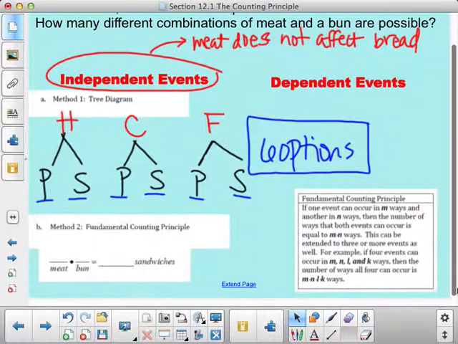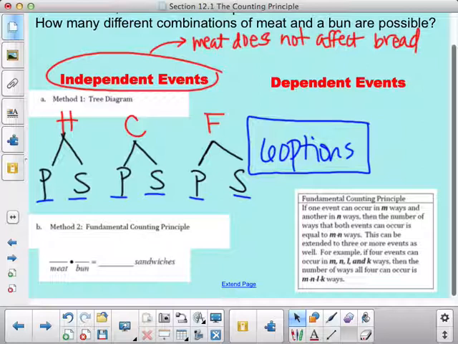So this is where our fundamental counting principle comes in. If one event can occur in m ways and another in n ways, then the number of ways that both events can occur is equal to m times n ways. This can be extended to 3 or more events. If we have 4 events, m, n, l, and k ways, then the number of ways all 4 can occur would be m times n times l times k ways.